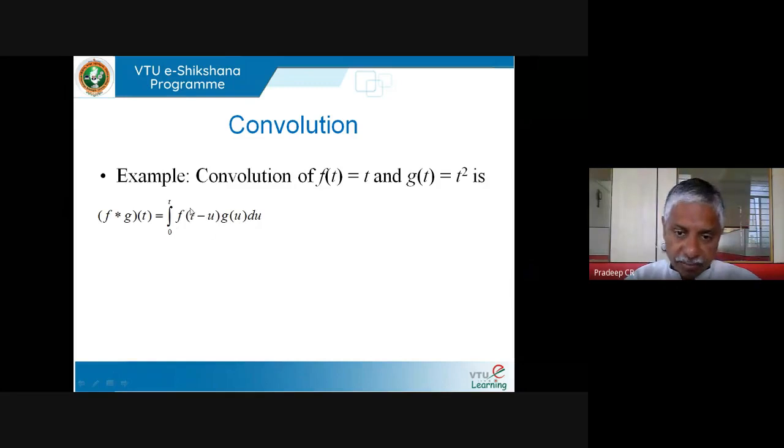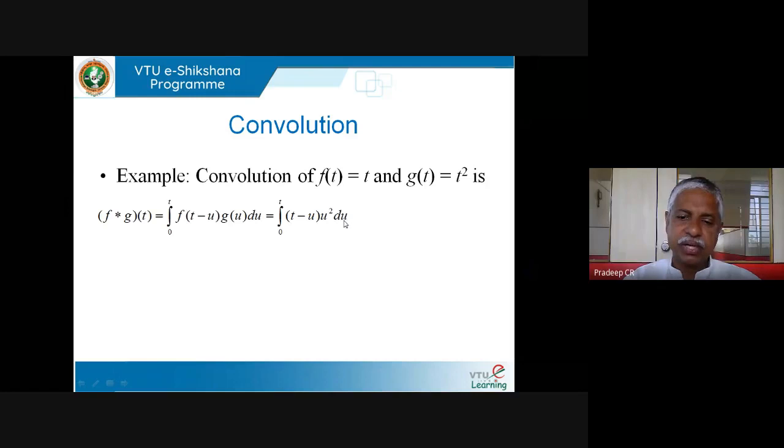Now what is f of t minus u? If f of t is t, f of t minus u is t minus u. And what is g of u? g of u is u square. So I get t minus u into u square, and I have to integrate that with respect to u between the limits 0 and t. This is an easy integration.